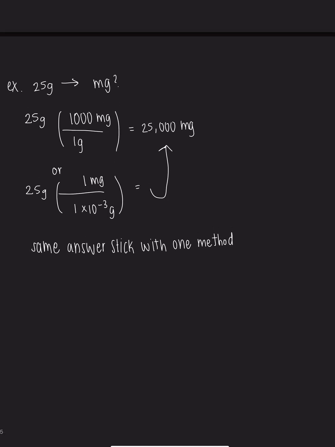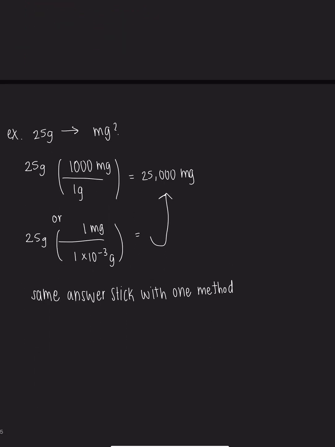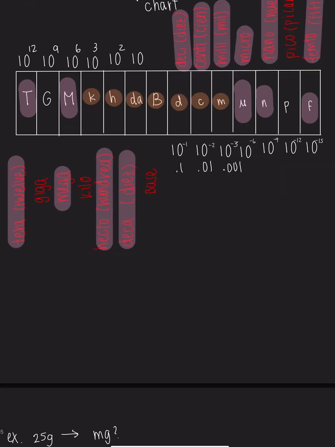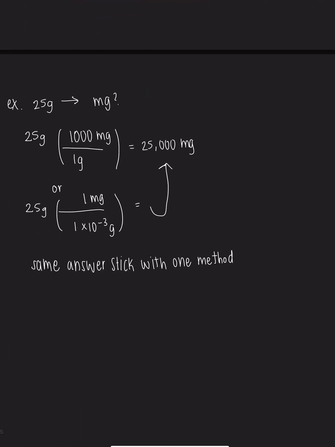So if you have 25 grams and you want to convert it to milligrams, you have 2 ways of saying it. So going back to the top, you see that milli is 10 to the negative 3. So you can either say you have 10 to the negative 3 grams, which is what the conversion actually says, in 1 milligram, or you can say you have 1,000 milligrams in 1 gram. And neither is incorrect.